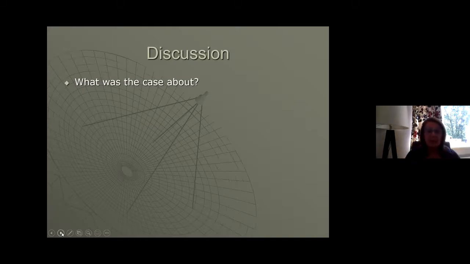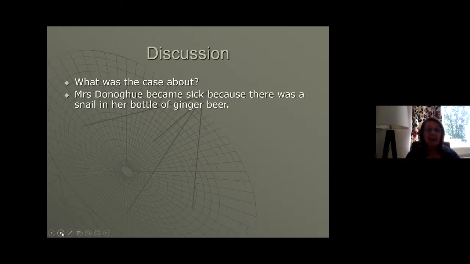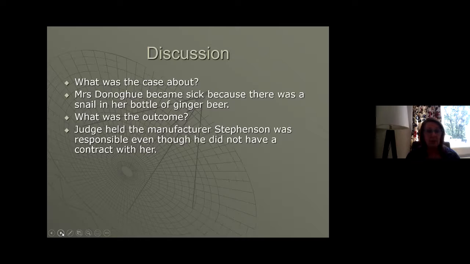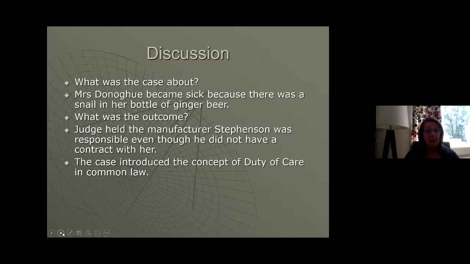So, Mrs. Donoghue bought an ice cream, poured ginger beer on it, out popped a decomposed slug. She ended up with severe chronic pains in her stomach. She decided to sue the manufacturer, who was Stevenson. She took the case to court. It went through a series of courts until it ended up in the House of Lords. The judges at the time decided, yes, she had a case. Even though there was no contract between her and the Stevenson company, she had a case, and they introduced the concept of duty of care, which we'll talk about another time, in common law.